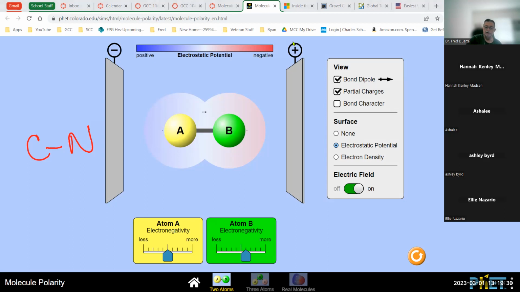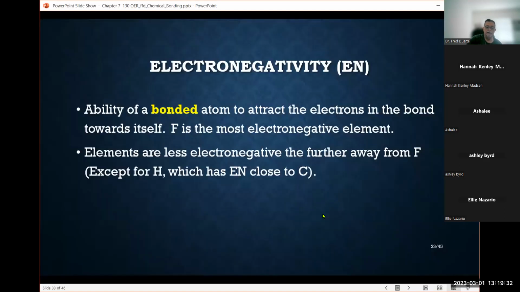So play with that simulation and you can grasp this, because electronegativity just comes back over and over again. From the electronegativity of the bonds, we're going to be able to determine the molecule itself, whether it is polar or nonpolar, which then gives us even more information down the road.